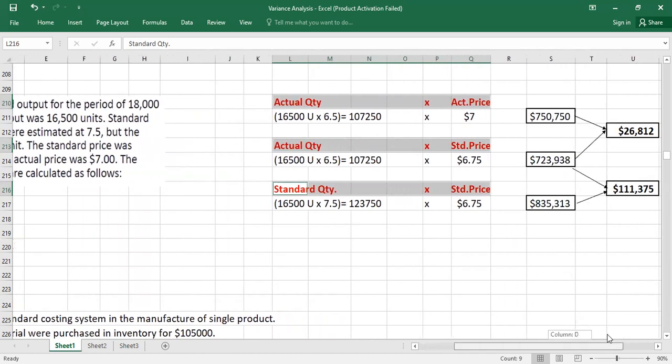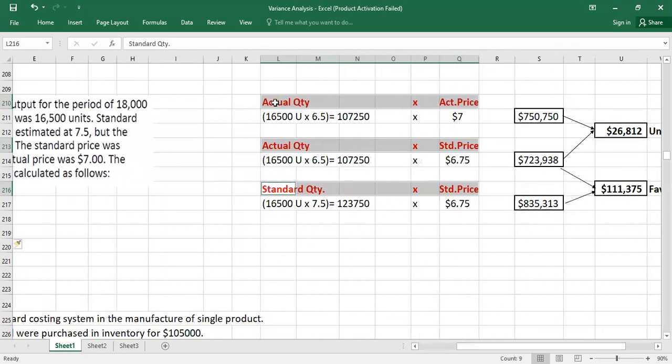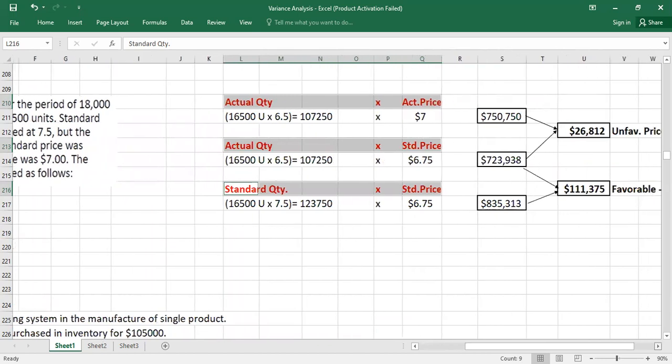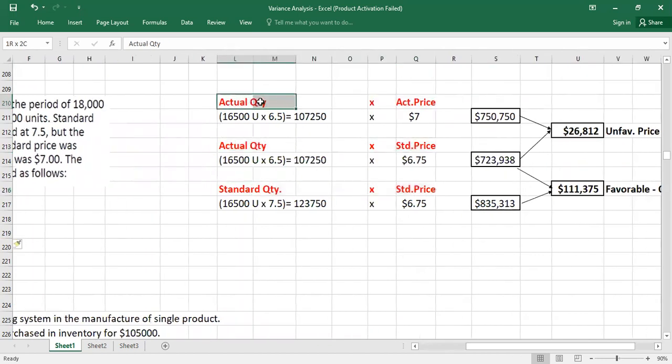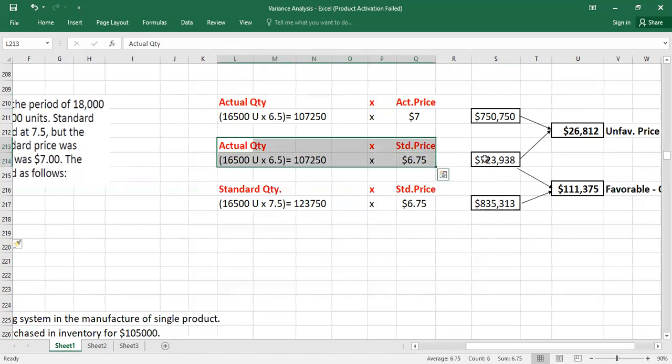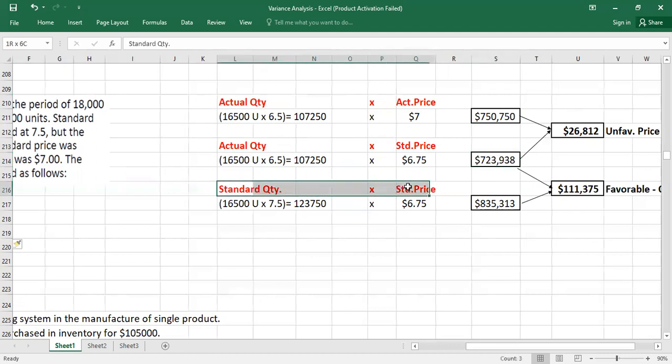$6.75. So what you will do now: if you multiply actual quantity with the actual price, using this data, you will get one value here, which is $750,750. And if you multiply actual quantity with the standard price, which is this data, you will get 723,938.